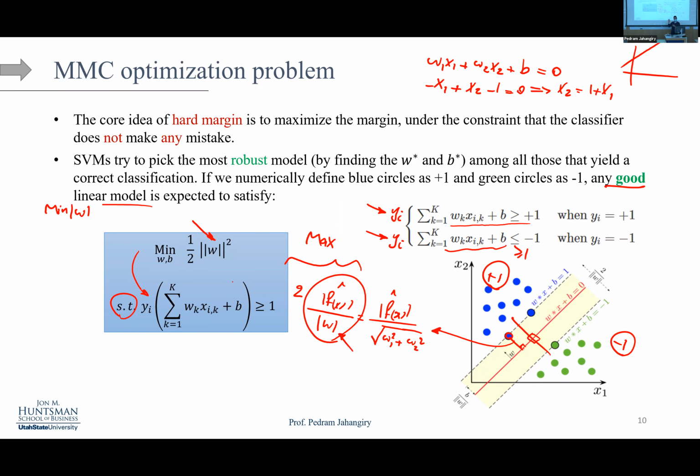So is the optimization problem clear? What we're doing is minimizing the weights while satisfying two constraints. We can just squeeze it into one constraint. And what does this constraint mean? It means that all the classes, blue versus green here, should be classified correctly. They should be outside of the margin. This model, this MMC, does not allow for any kind of misclassification or violation within the margin. Okay, so this is the MMC.